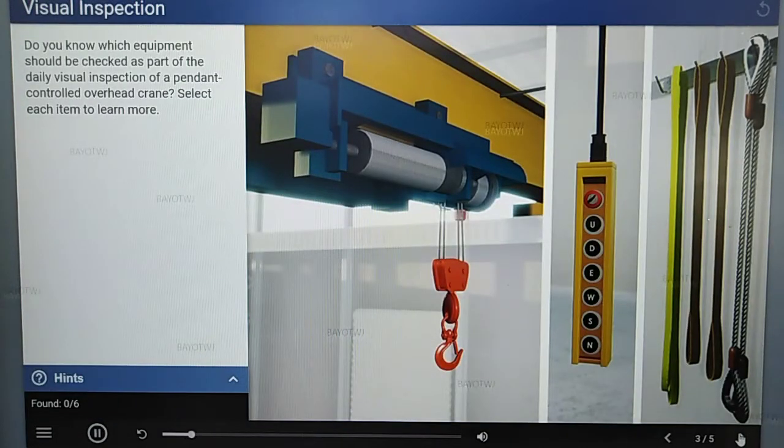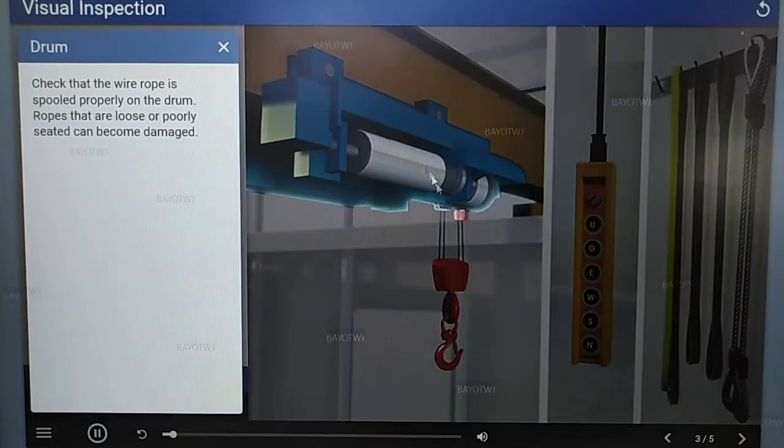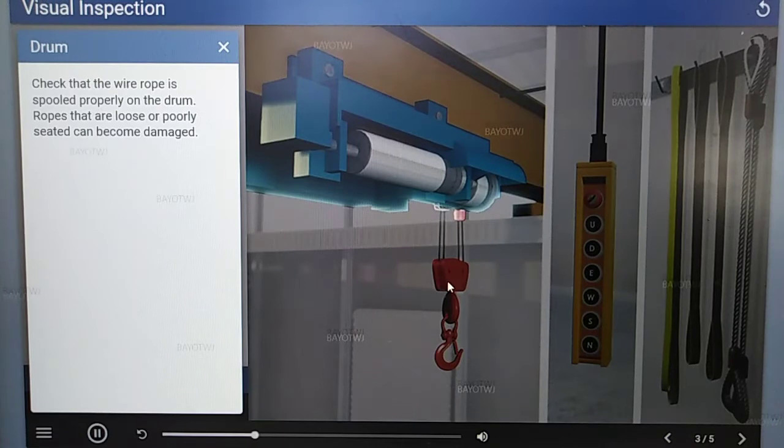Do you know which equipment should be checked as part of the daily visual inspection of a pendant-controlled overhead crane? Select each item to learn more. Check that the wire rope is spooled properly on the drum. Ropes that are loose or poorly seated can become damaged.